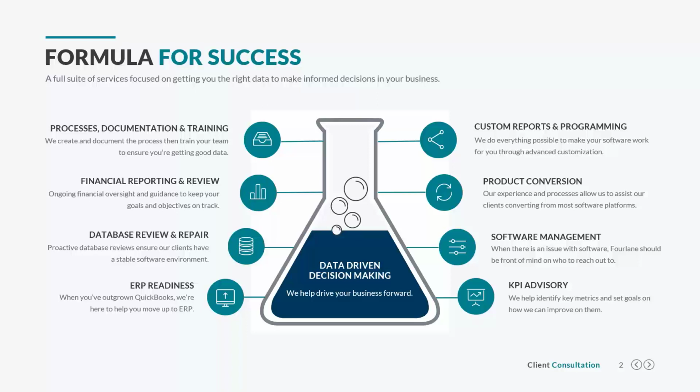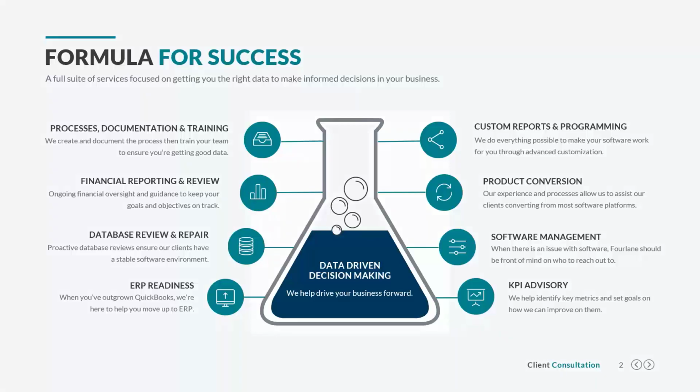Some of the things that we do: process documentation and training. This is a huge part, especially when people are considering switching systems, which is why we're having all these webinars about Enterprise versus QuickBooks Online Advanced. Custom reporting and programming, so if the product does everything except maybe two little things that we want it to do, we can make it do those things. Database review, repair, and obviously product conversion. So just a couple of things that we offer here.